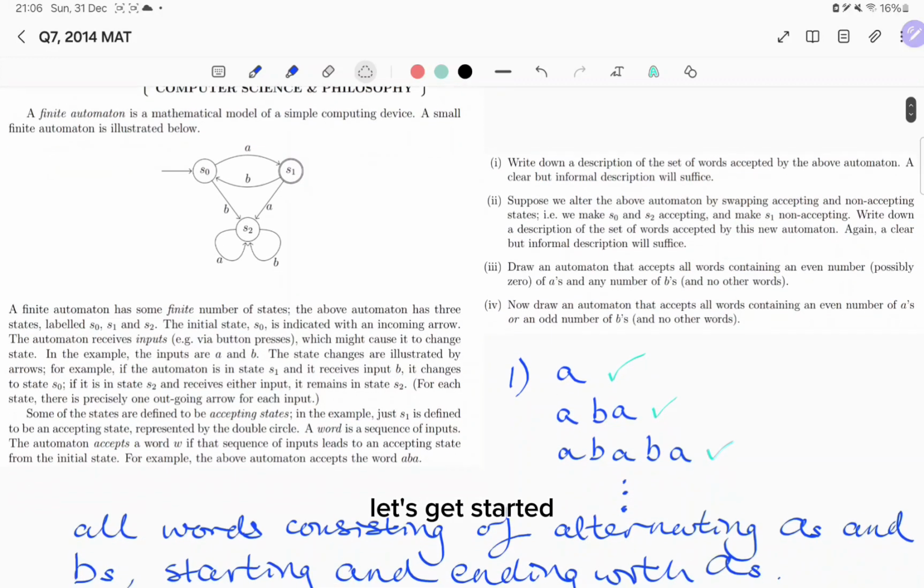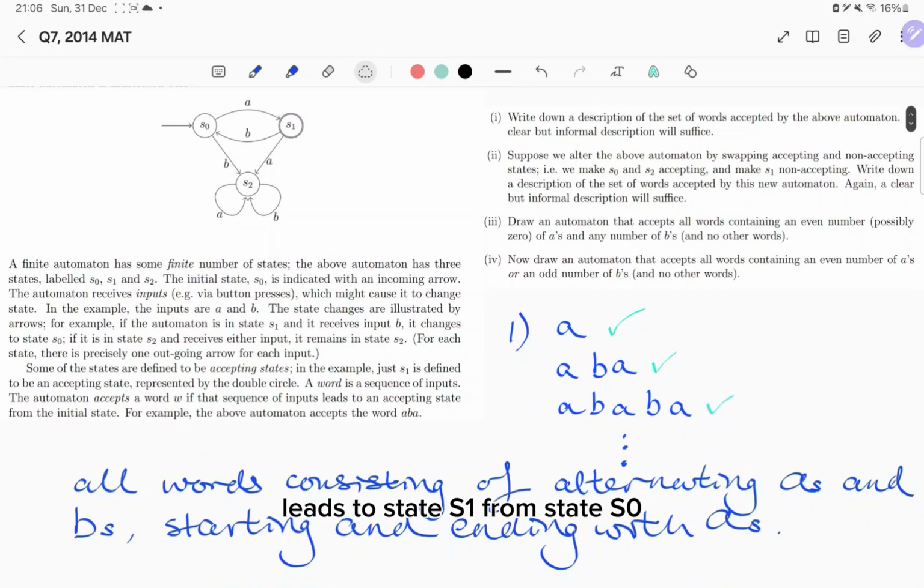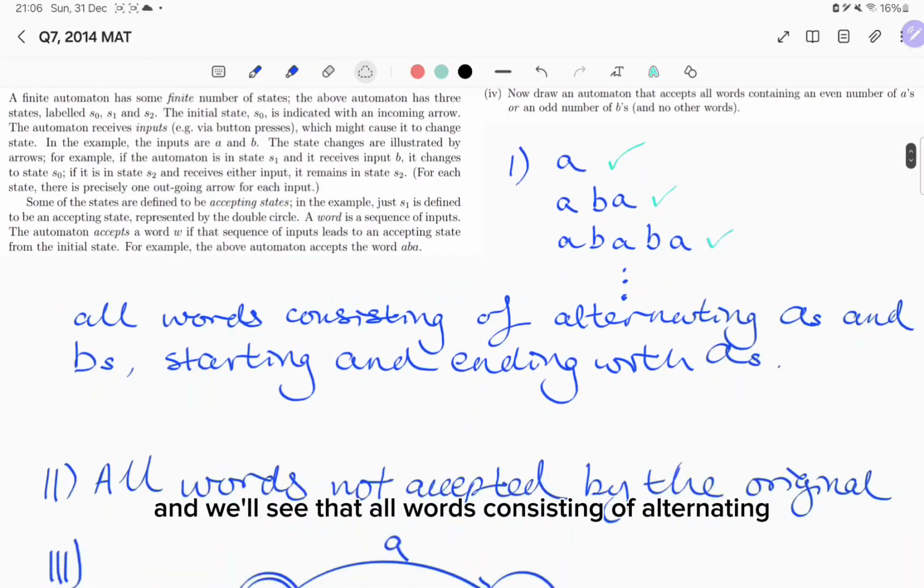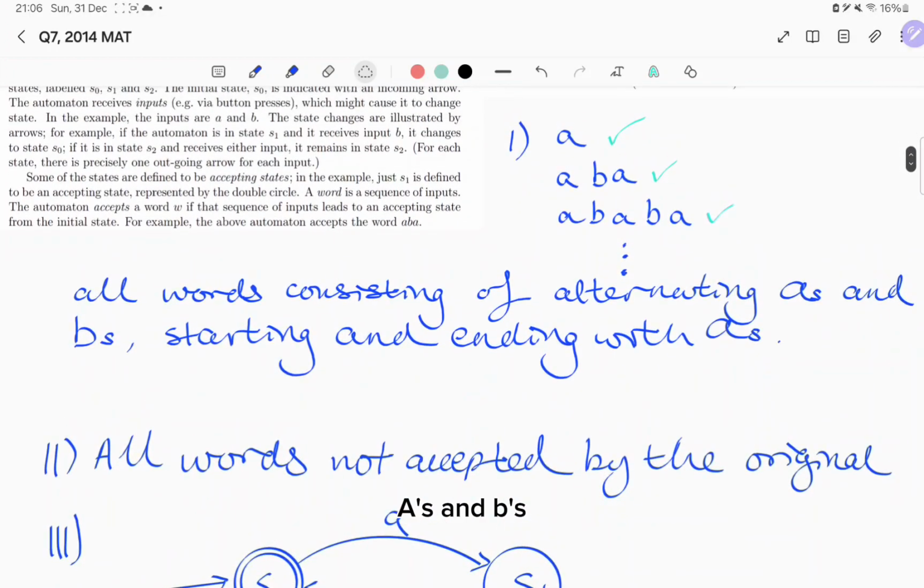Let's get started. We'll see that the word A leads to state S1 from state S0, which means that it's accepted. The word ABA is also accepted. So is the word ABABA. We can continue this pattern and we'll see that all words consisting of alternating A's and B's, starting and ending with A's, are accepted.